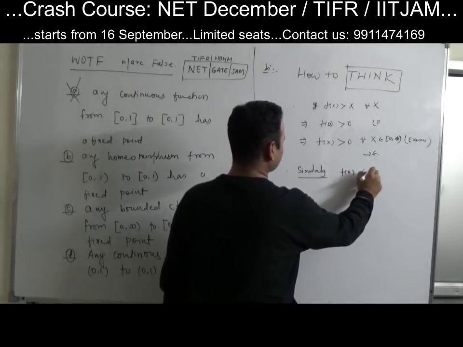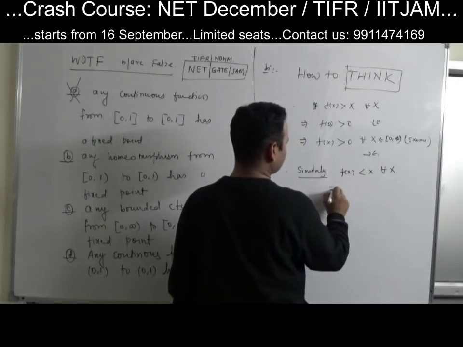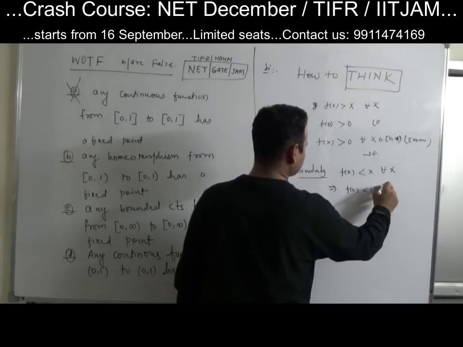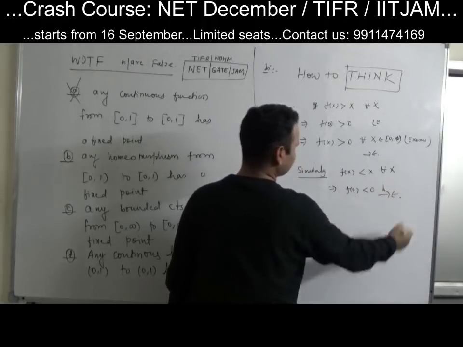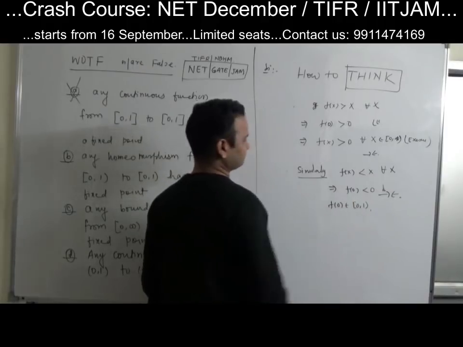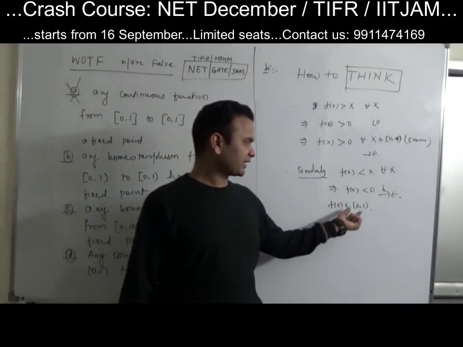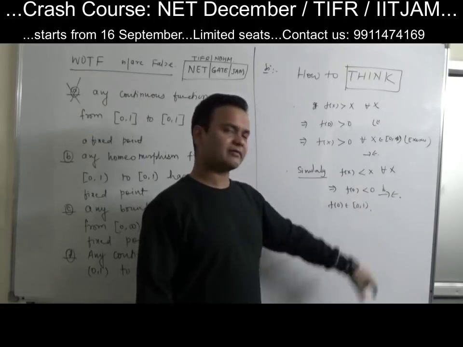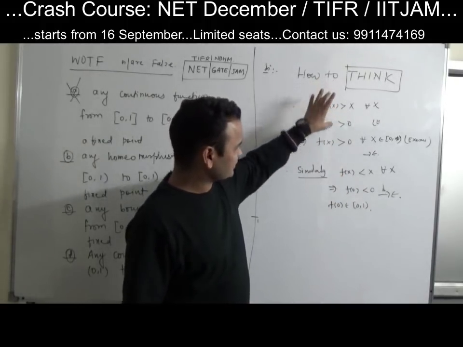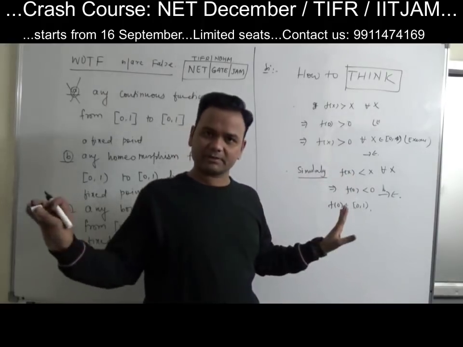if f of x is less than x for all x, that implies f of 0 is less than 0, which is again a contradiction, because f of 0 belongs to [0,1]. So it is always non-negative. How can it be negative? So again we have a contradiction. So these two cases, this or this, will not happen.